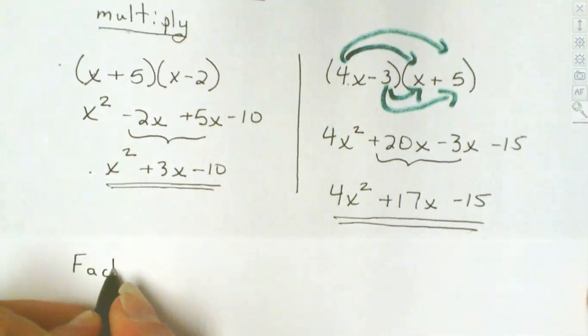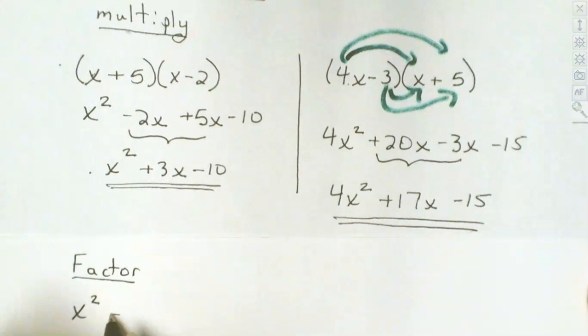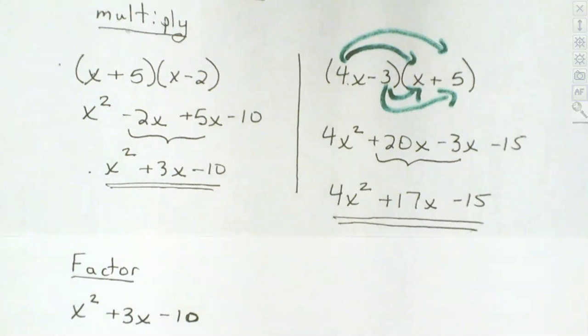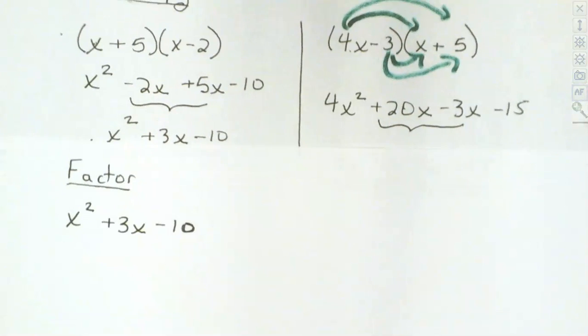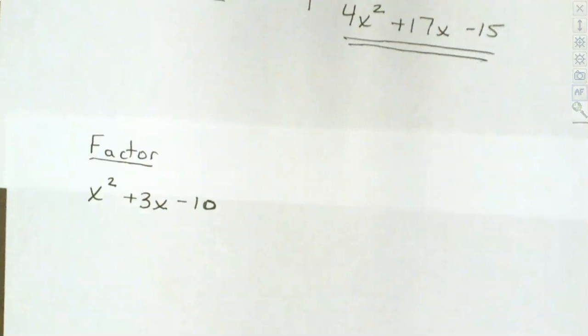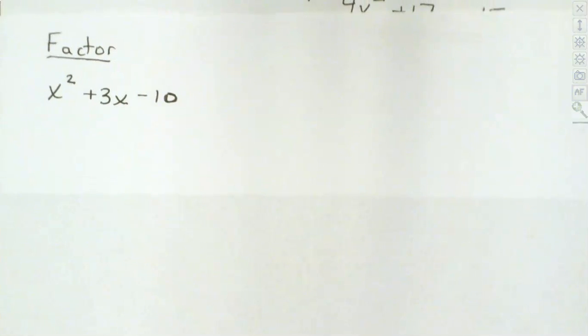So let's try to factor out the first one here. Let's try to factor x squared plus 3x minus 10. So this is what we're going to be doing in this section. And we're going to see how it all relates back in just a moment. So I'm going to keep that up there so we can refer back and see where all the pieces came from.